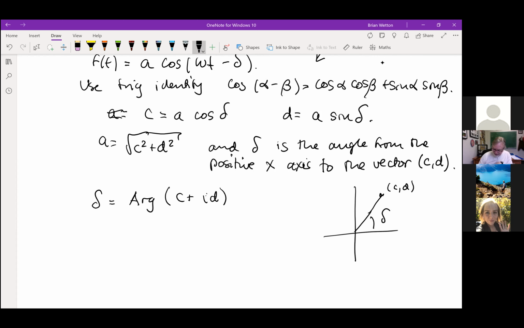But, you know, you could also have a CD over here, right, in which case delta would be that angle there. And that comes out of this complex argument thing. This complex argument one gives a phase angle that is between minus pi and pi.